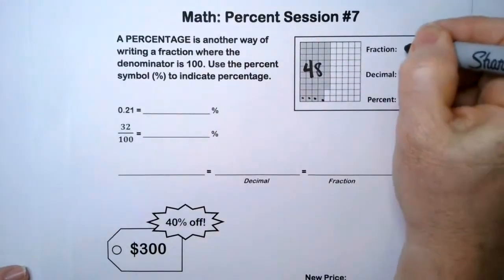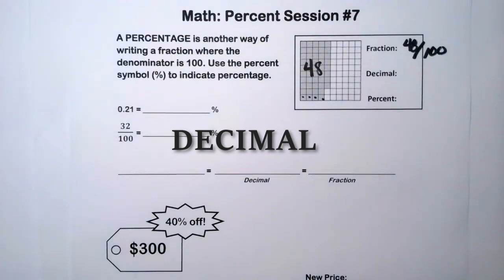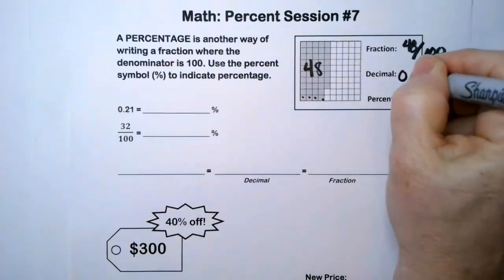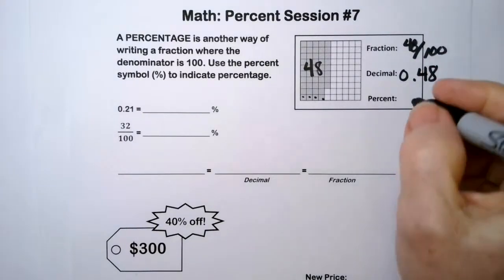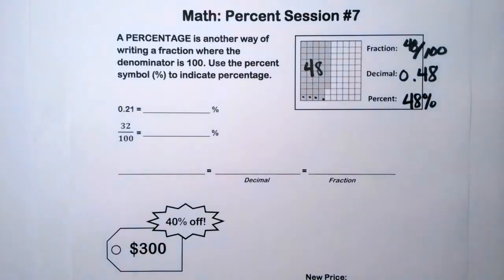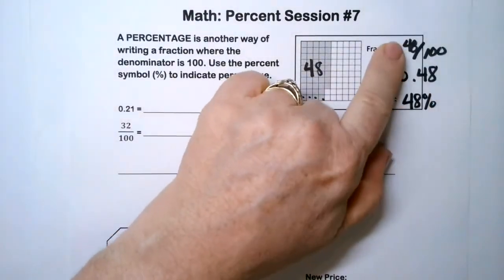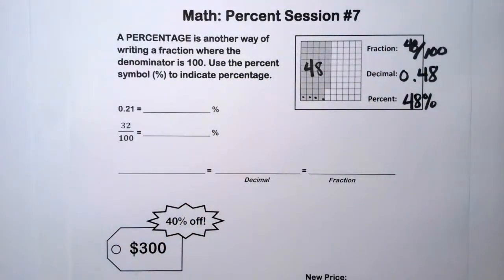Fraction would be 48 out of 100. Decimal, you should have written 0.48. And what did you write for percent? I see a lot of people writing percent. Good, 48%. And remember, if the denominator is 100, you just rip off the top and put the percent sign next to it. Good. All right, you ready for these?